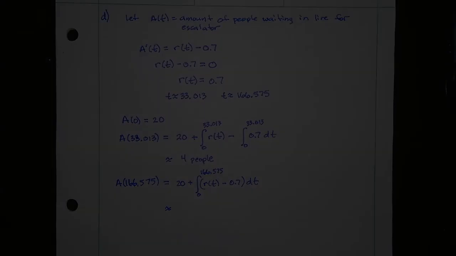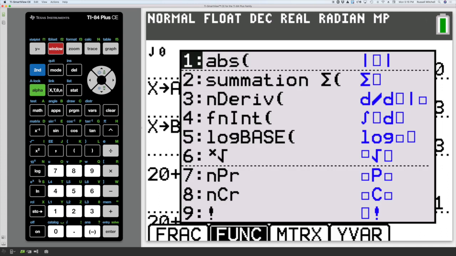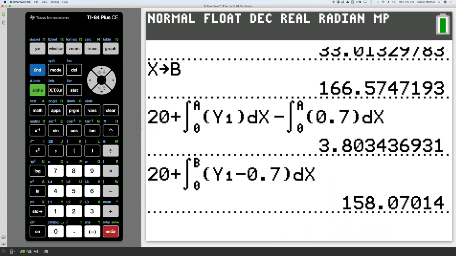Let's go to the calculator and we'll do this one. We're going to type 20 plus, and then we're going to do one integral, number 4, and then 0 to, this time b, so alpha b. And in the parentheses here, we type alpha trace 1 for y1, and then minus 0.7, and then dx. Just a little bit faster putting it in your calculator. And we get 158.07, so that's 158 people. So I'm going to go back and record that.